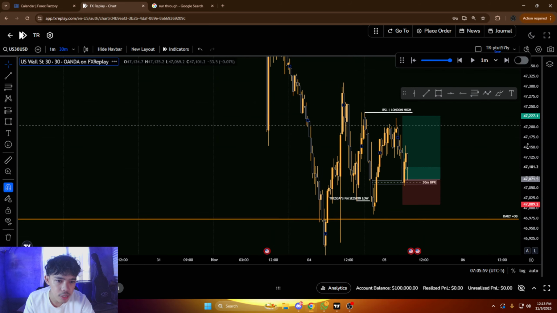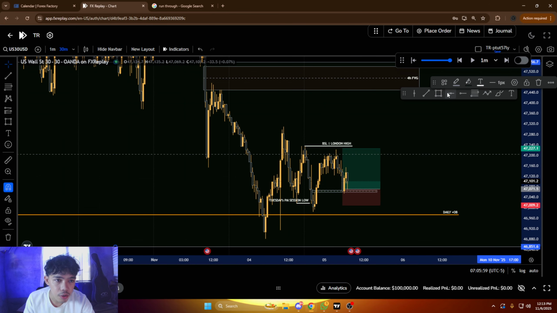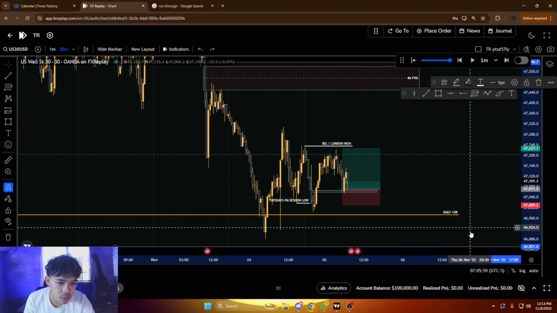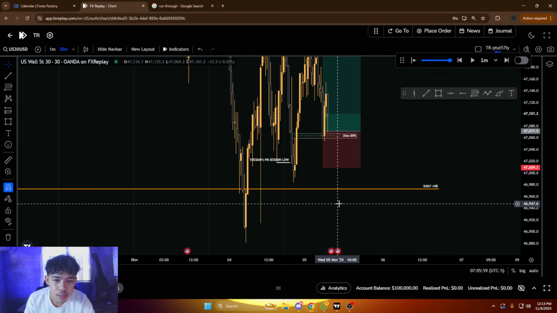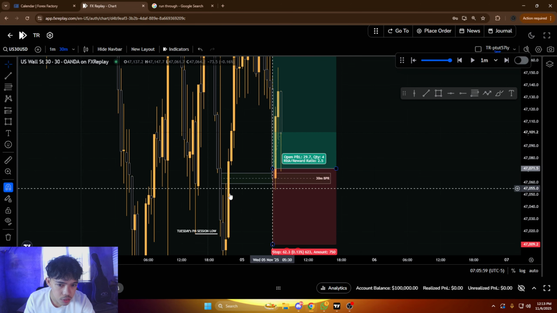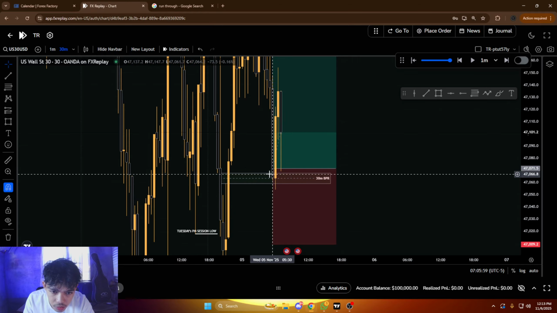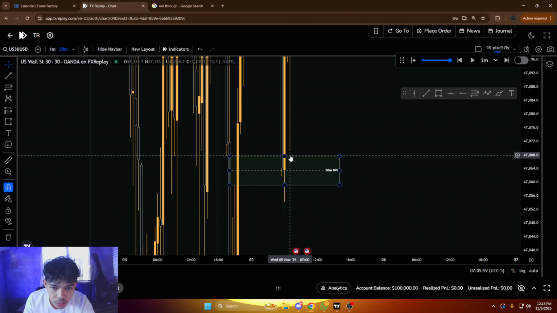Kasi, we are inside of that daily fair value gap, daily bullish fair value gap. And also, we just bounced from this daily order block. So, I was thinking, hindi talaga tayo bearish today. Like, bullish talaga tayo. So, at 7 o'clock, nag-dump to, pero hindi na-touch yung 30 minutes BPR. As you can see, hindi niya na-touch.